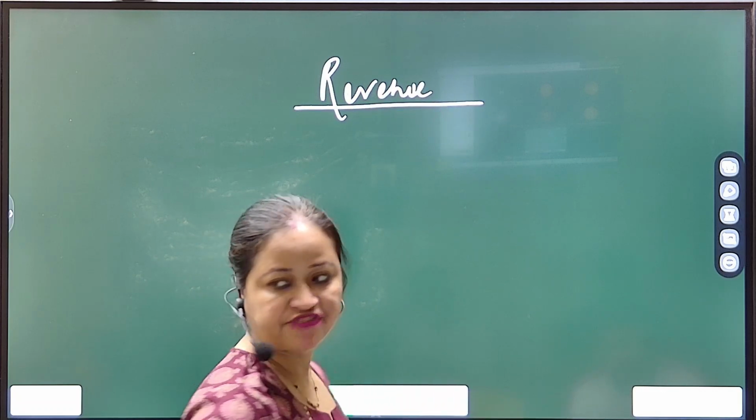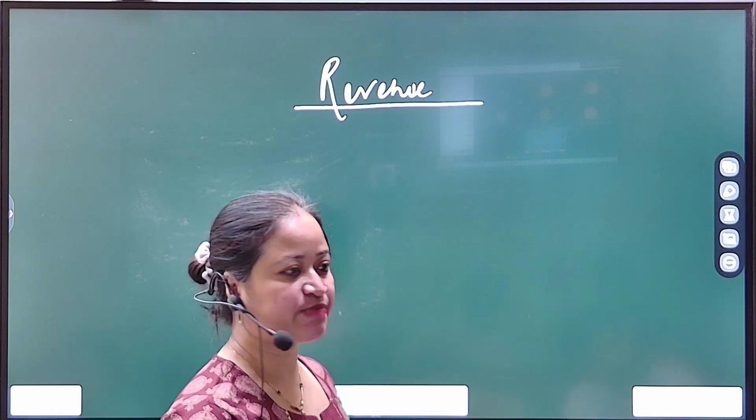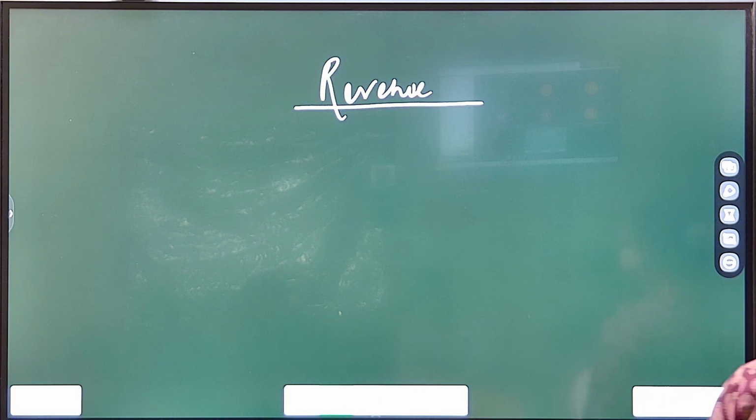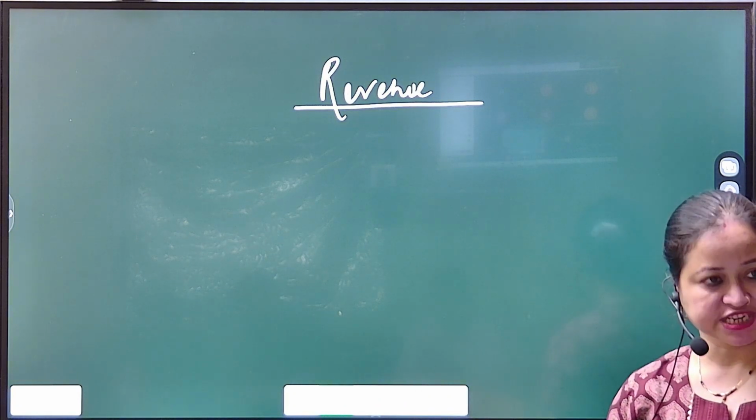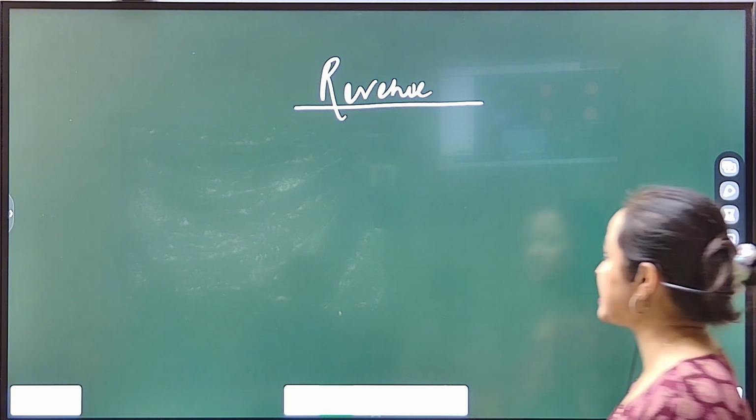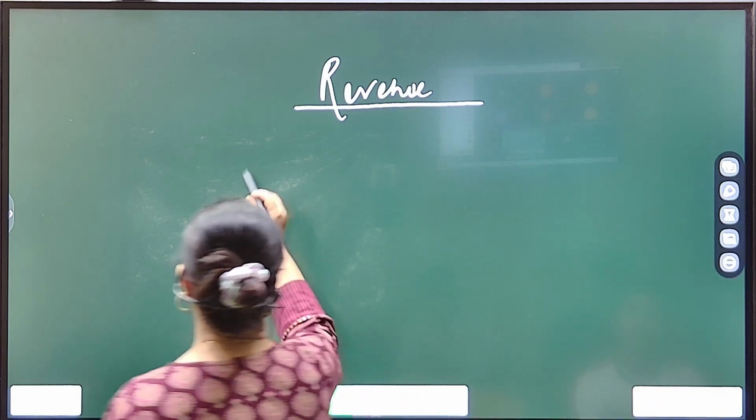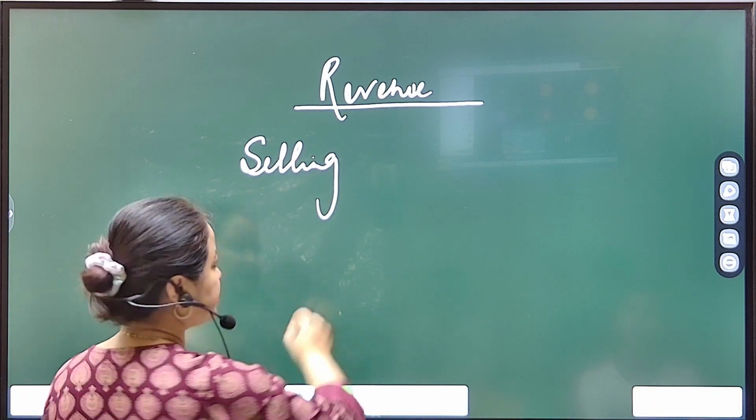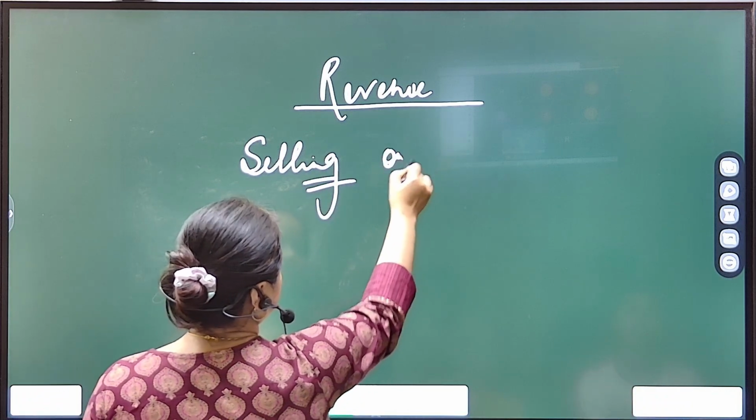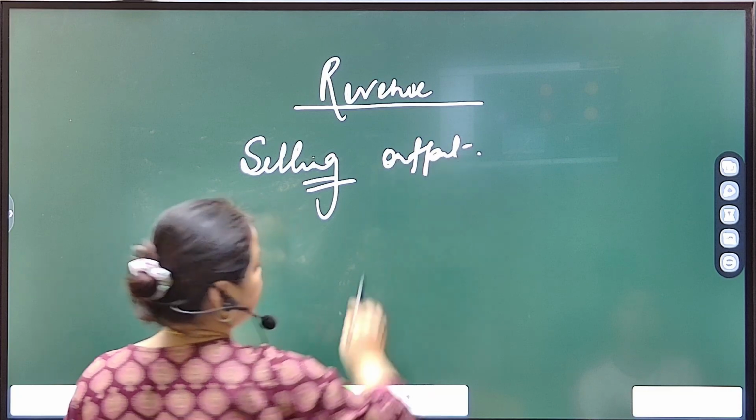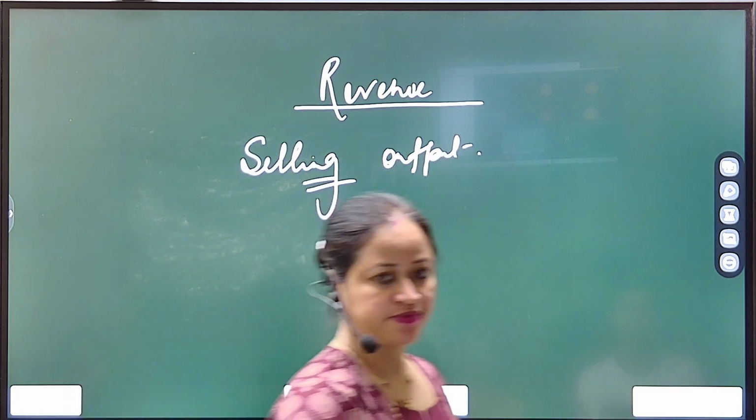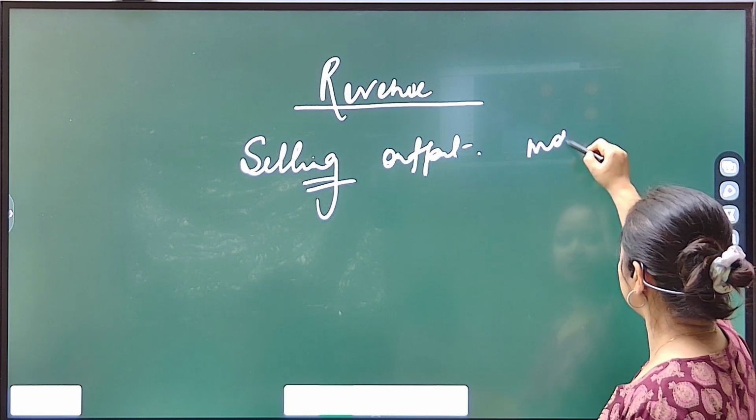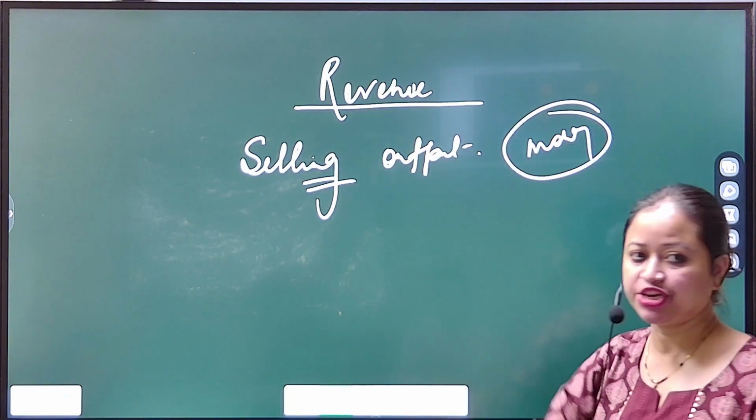We'll talk about revenue. Cost is money going out, right? Money is going out to produce the quantity of output, and revenue is money coming in. Whatever money is received by the firm by selling output, by selling various units, whatever money is coming, that is your revenue.